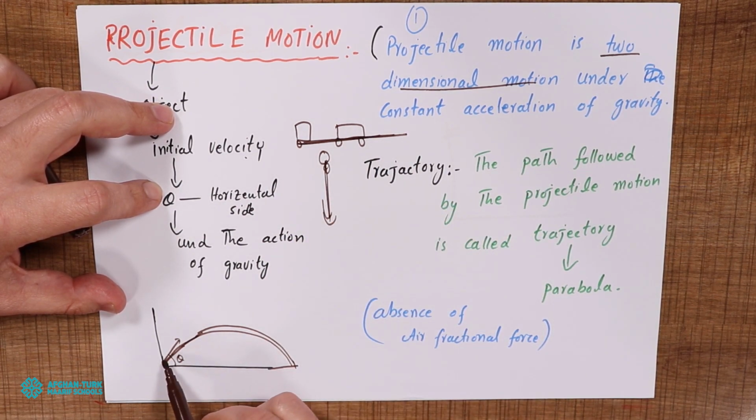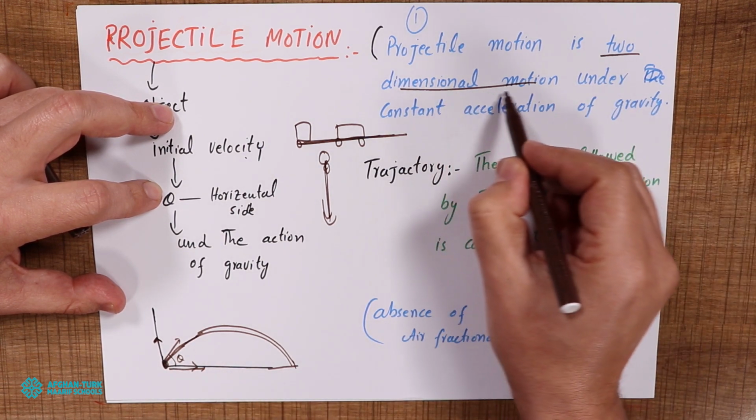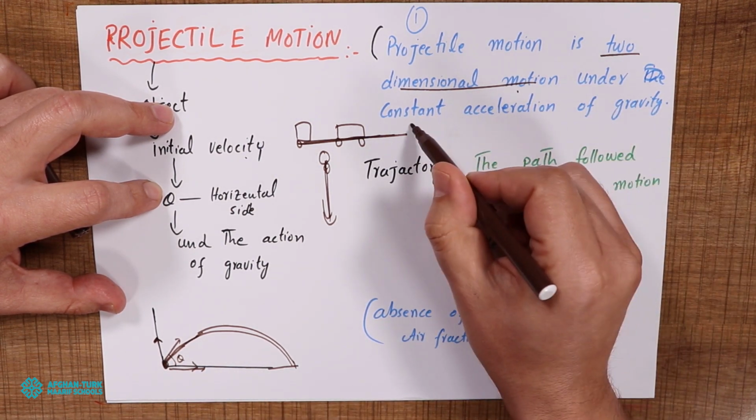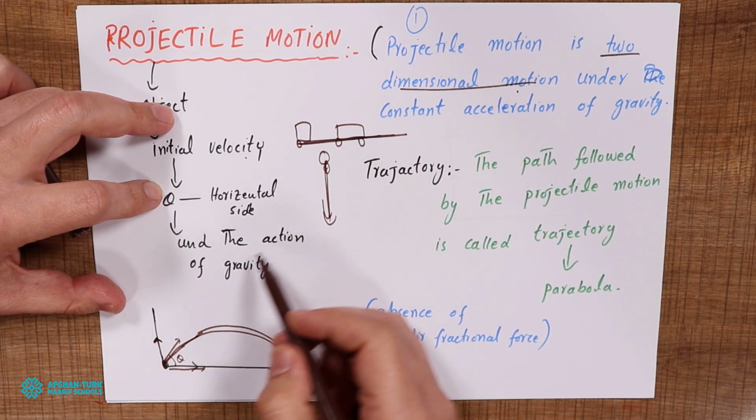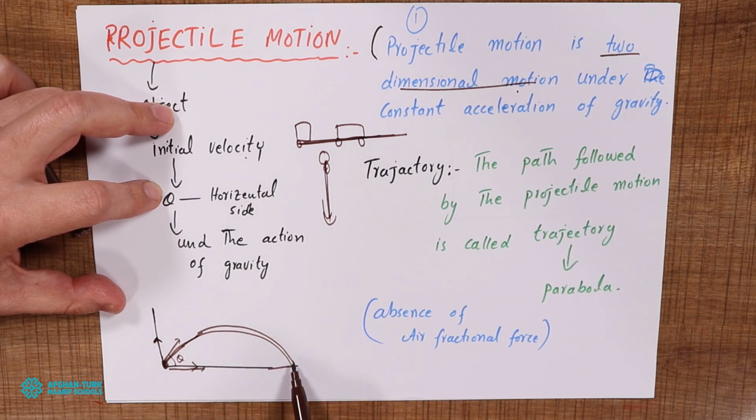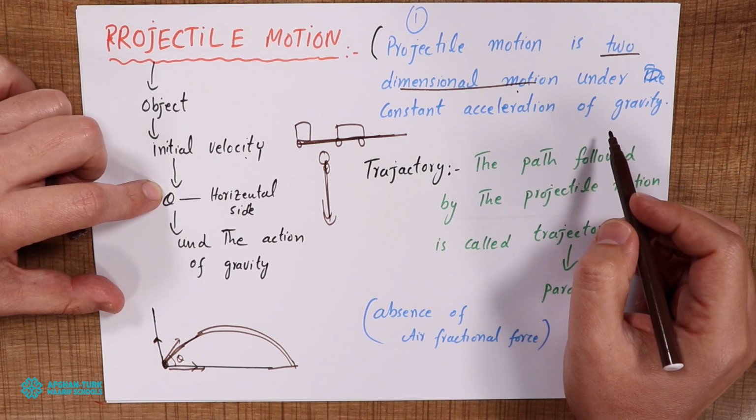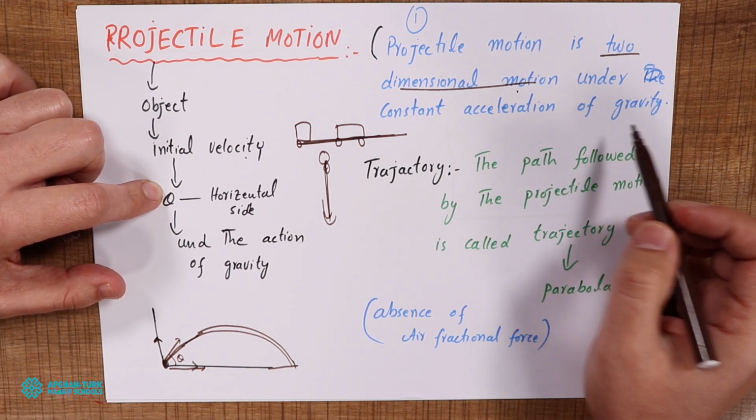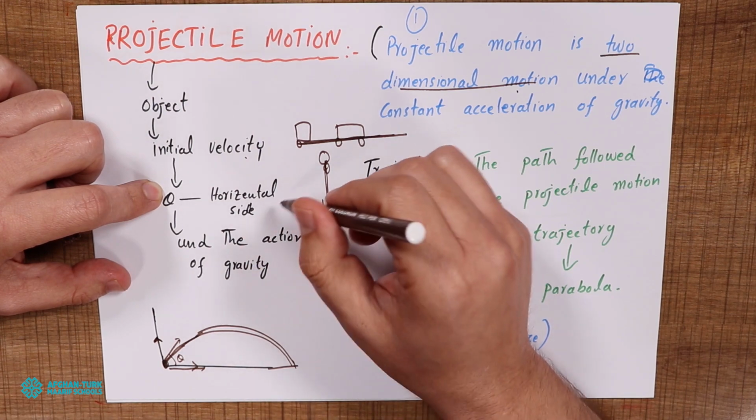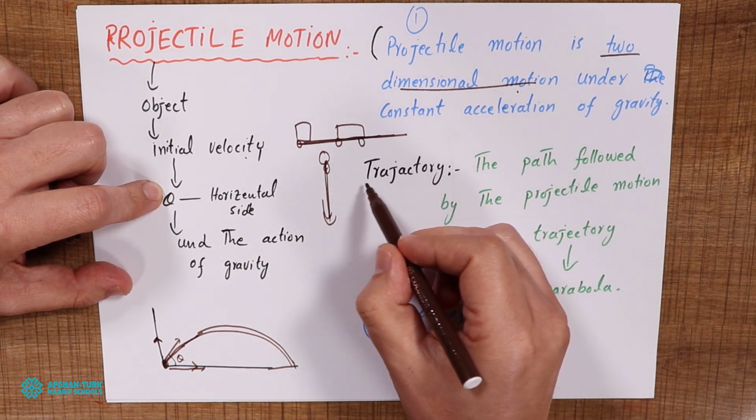But here, if this ball follows this path, it will affect both sides, the horizontal side as well as the vertical side, meaning this side increases and this side also increases. That's why this is called two-dimensional motion. The next one, under the action of constant acceleration: throughout this motion the acceleration will be constant, because we know that the gravity value is 9.8, or normally we can use 10 meter per second square.